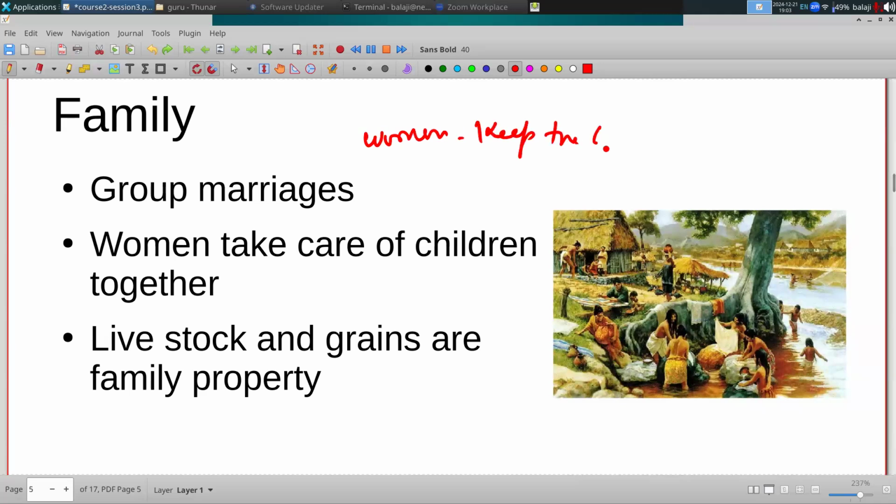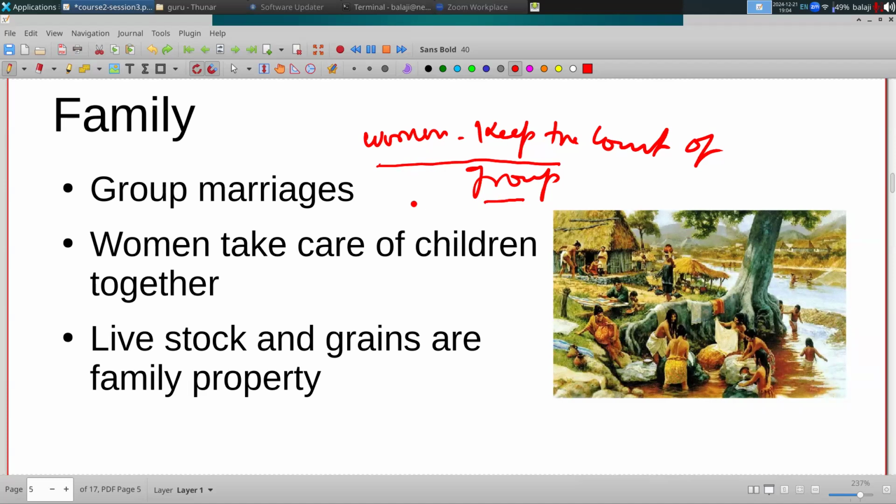An important role for women is to keep the count of the group. Obviously this is a survival need. You cannot reduce the count. If you want to survive, the group should be big enough to fight another group. So it was women's role. Only women can give birth, so it was women's role to keep the count in the group.